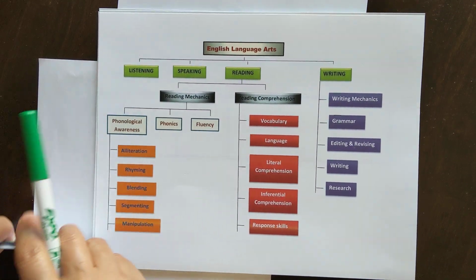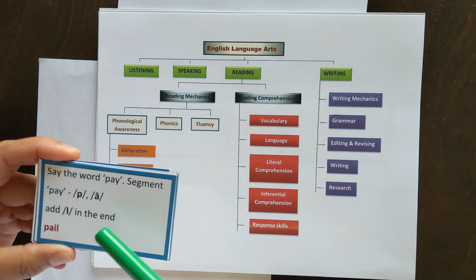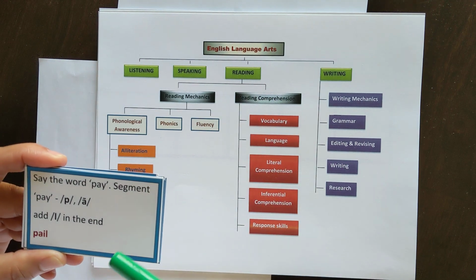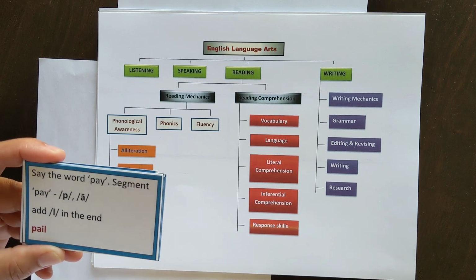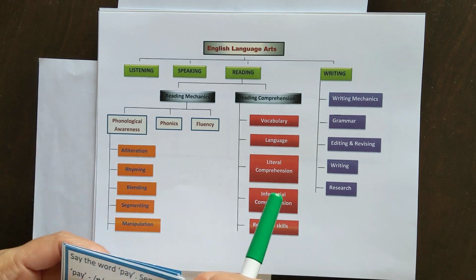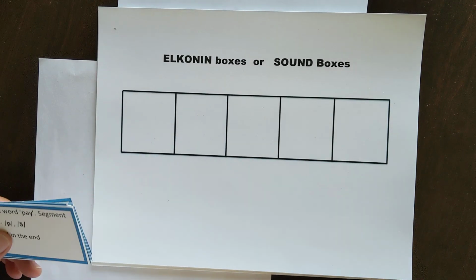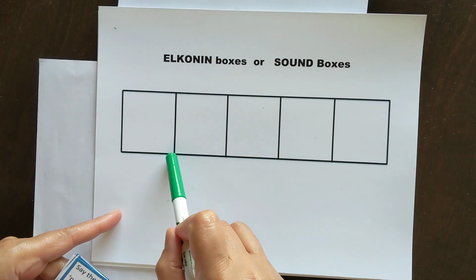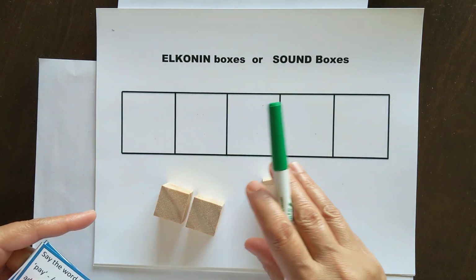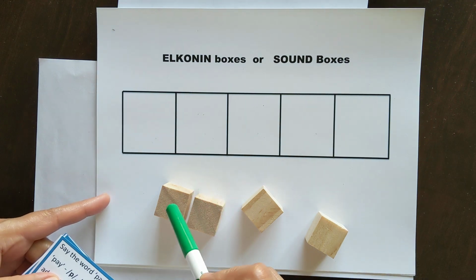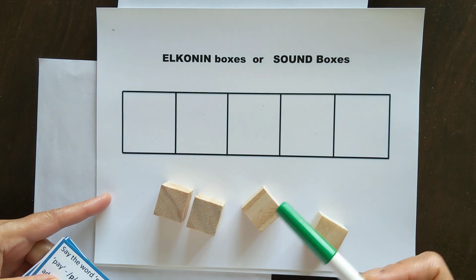Here is the set. This set of cards shows or helps students understand or create new words by adding a sound in the end. Please make sure that each student has a copy of Elkonin boxes or sound boxes and a few counters. These counters and these boxes help students visualize sounds.